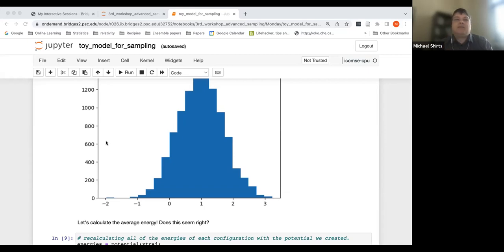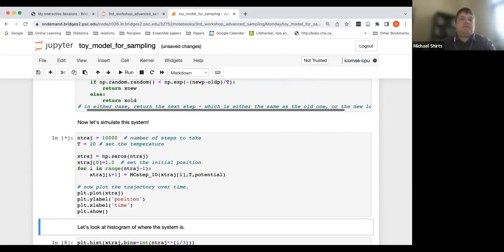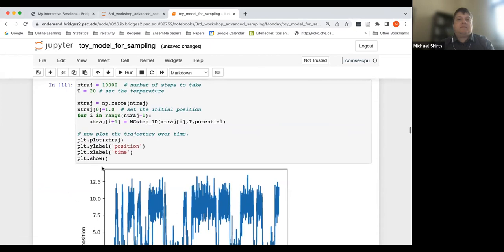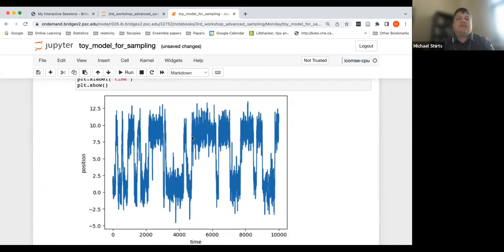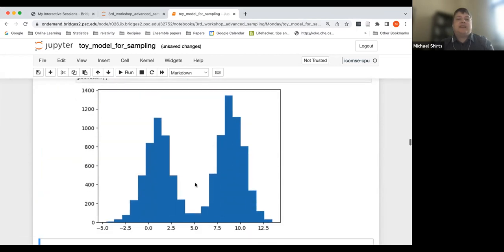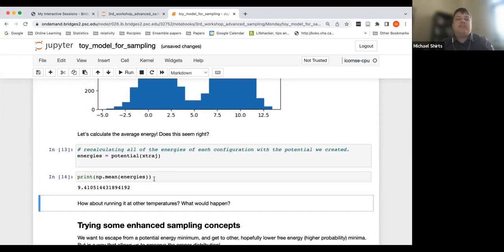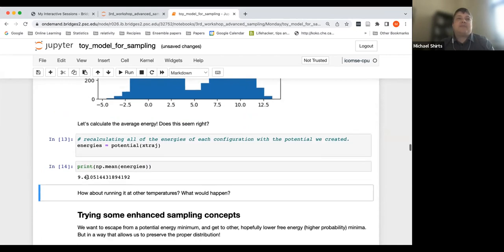20? Yeah, 20. Let's try 20. Ah, there we go. If we look at 20, it's visiting both sides. Our histogram is, okay, it's spending a little more time there. Maybe not as much as it should. And our mean energy is about 9. Analytically, it should be about 8.8 or something.